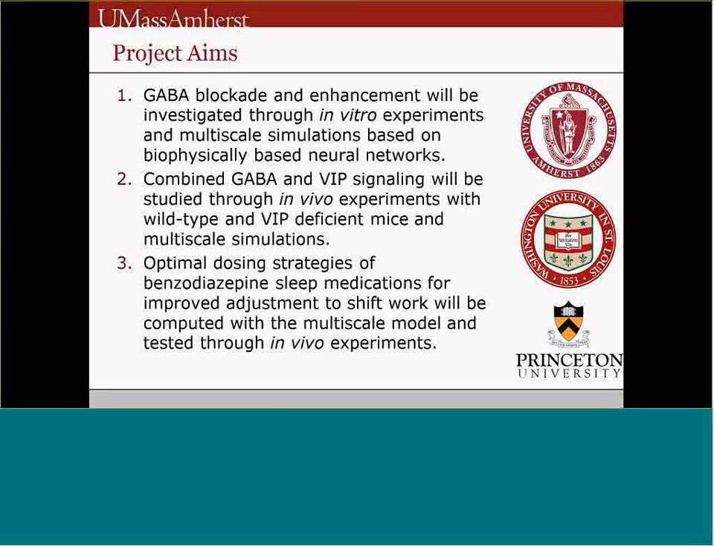Second, it involves looking at the dual role of these two neurotransmitters, GABA and VIP, in coordination. And then finally, we want to develop a proof of concept of how you could use a multi-scale model like this. These benzodiazepine drugs are drugs that you would give someone to help shift their clock. Basically, through GABA signaling, this inhibits brain activity and tries to get people relaxed so they can sleep. What's not known very well is when you should apply these sleep medications. So we want to develop a model-based strategy that would allow us to determine the optimal time and amount of the drug to take in order to shift the clock, and then to actually test this in in vivo experiments with mice.